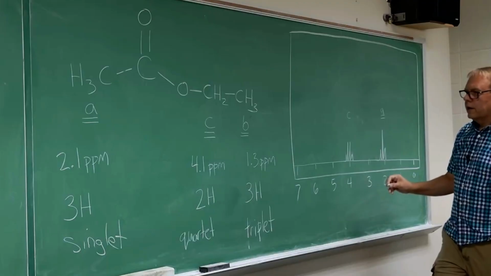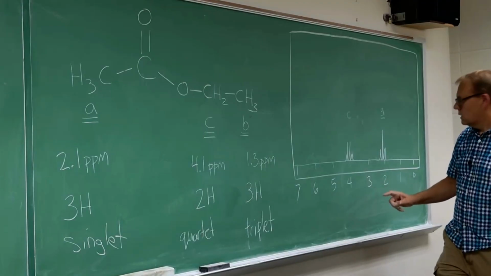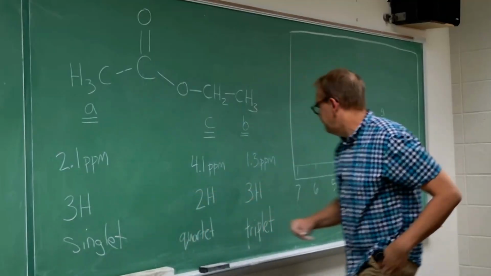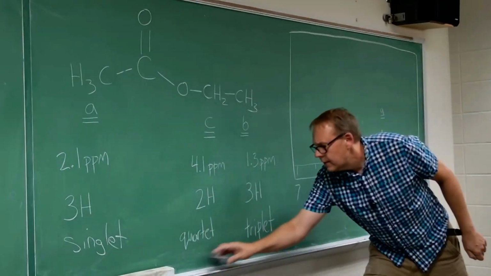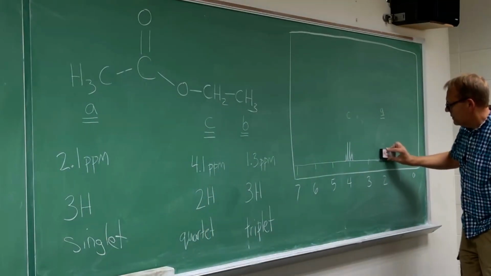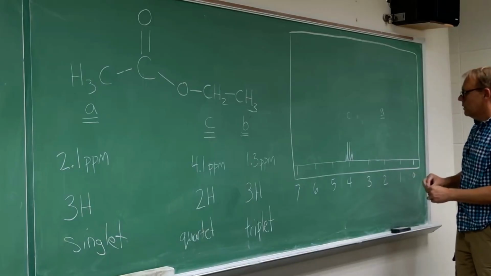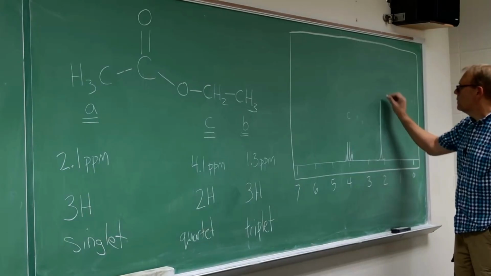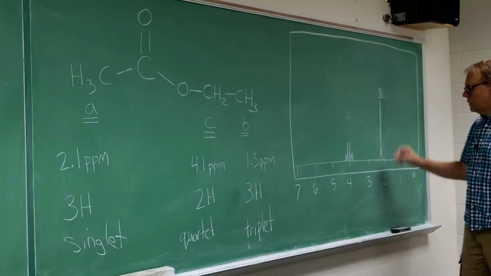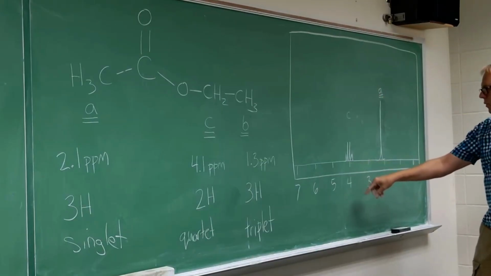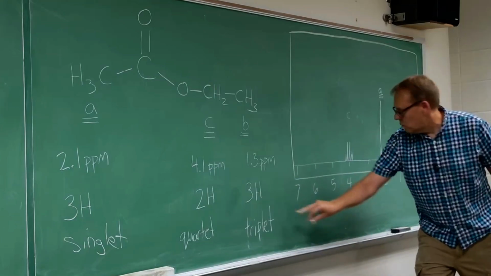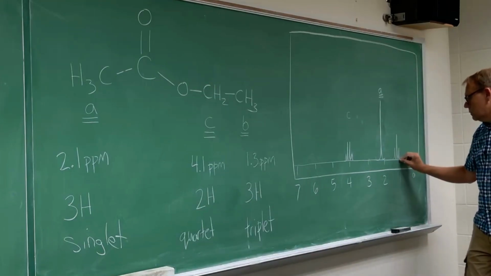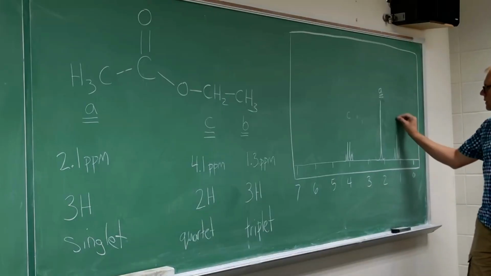And then we've got, oh, sorry. Why did I do that? A is supposed to be a singlet. All right, let's make a singlet out of that. 2.1, we got a singlet. Quartet at 4.1, and then there's a triplet at 1.3. So something like that is what we're going to see.